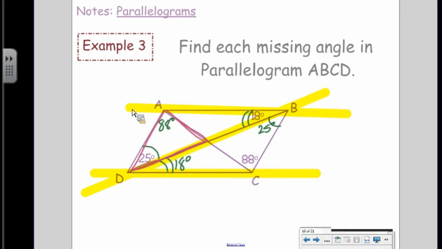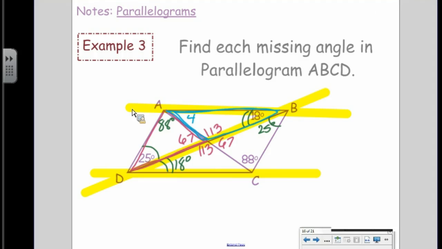So this is 67, 67. And then we could do linear pair from there, right? 113, 113. And then we could look at triangles again. Look at this triangle. 180 minus 113 minus 18, and get 49.